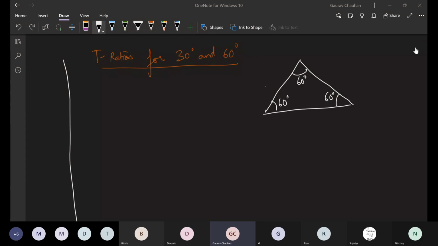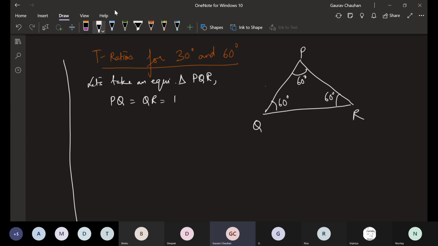No doubts, right? Okay. So what we are going to do is take this particular thing. Let's take an equilateral triangle PQR. Now in this, we know that PQ is equal to QR is equal to RP. Let them be equal to k, for our purposes.